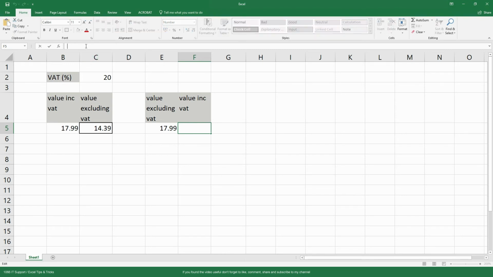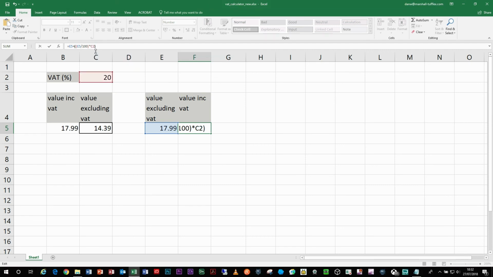Selecting cell F5, I'm going to type in the following formula. Equals E5 plus open bracket, E5 divided by 100, close bracket, multiply C2, close bracket. Now when I run this formula, it shows me that $17.99 inclusive of 20% VAT is $21.59.